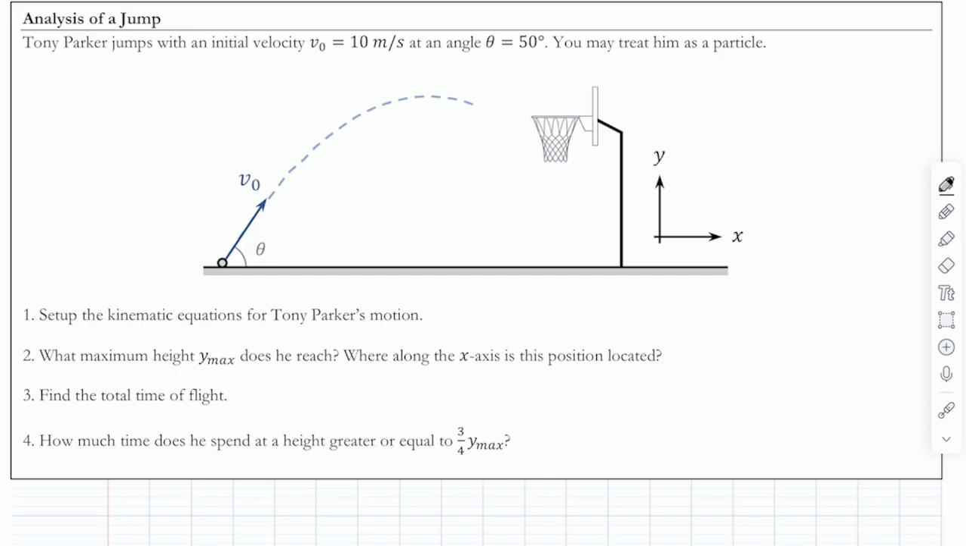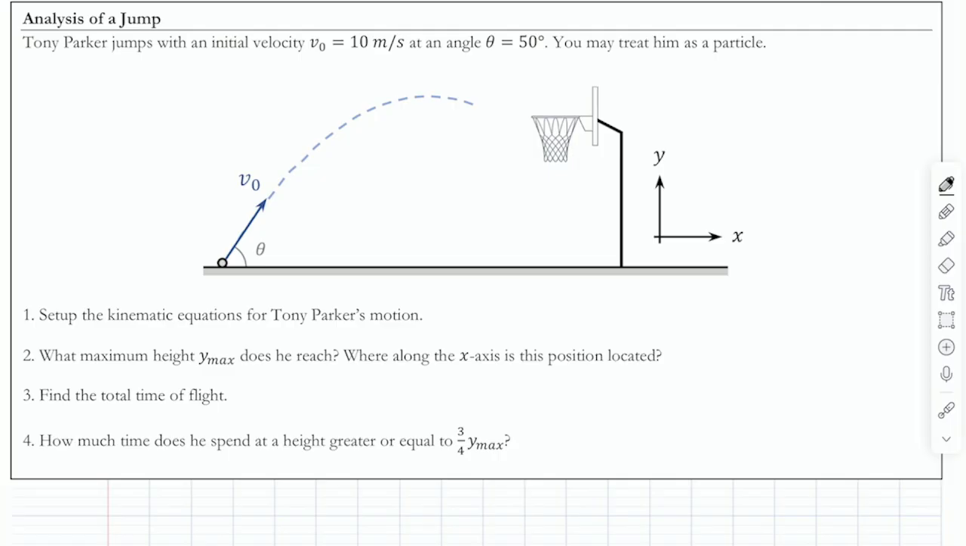And he is jumping with an initial velocity v0 at an angle of theta is 50 degrees. And you can treat him like a particle because remember, the shape and size of objects doesn't matter. We just treat them as point masses. And just to be clear, this is not the ball being thrown so that it goes through the hoop. It is Tony Parker treated as a particle jumping forward and up into the air to get the ball to go through the hoop, but this is not meant to represent the path of the ball, just so we're clear.